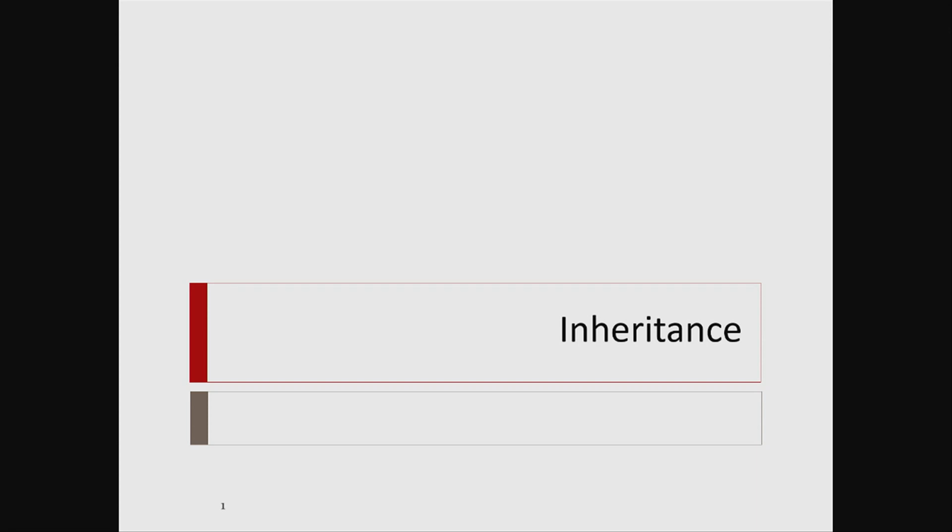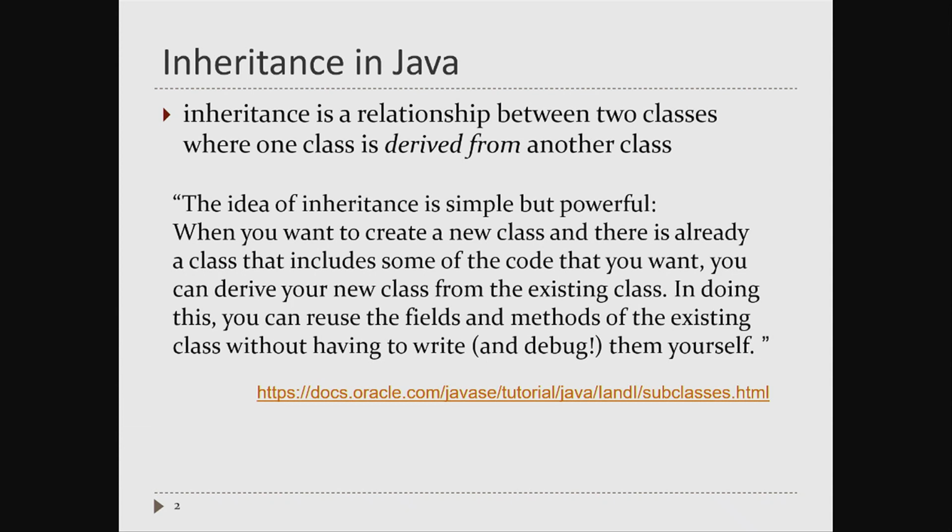All right, so the topic of today's lecture, and probably the rest of the week, maybe next week as well, is inheritance. Inheritance is another one of these relationships between classes. In this case, though, inheritance is the strongest relationship that you can have between two classes. Inheritance is a relationship where one class is derived from another class.